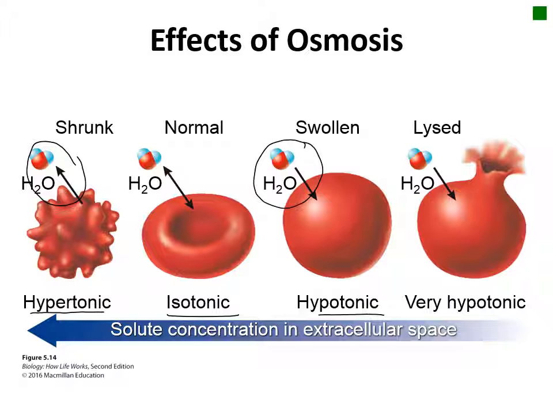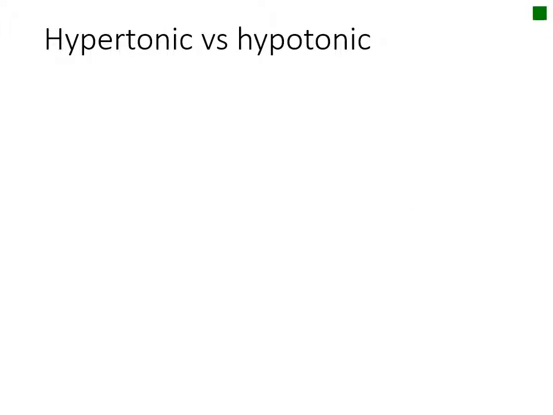The cell cannot function properly in a swollen or shriveled state, so it is important to be able to determine if an environment is hypertonic or hypotonic. The difficulty with determining if an environment is hypertonic or hypotonic is that the water concentration is not typically given. Instead, the concentration of solute, not solvent, is provided.